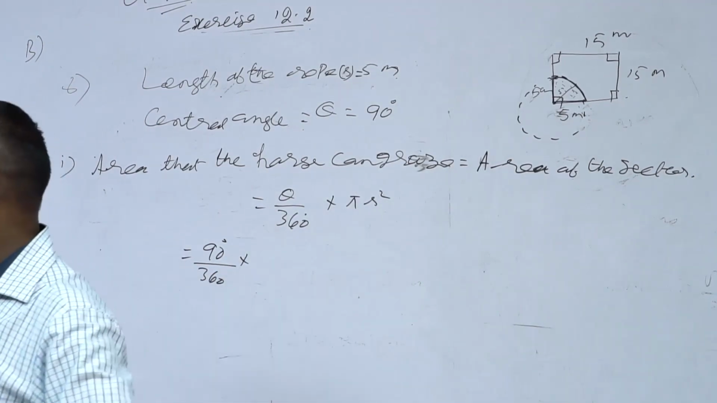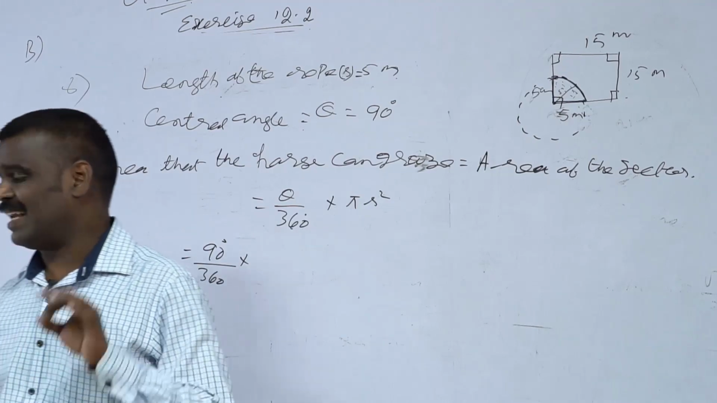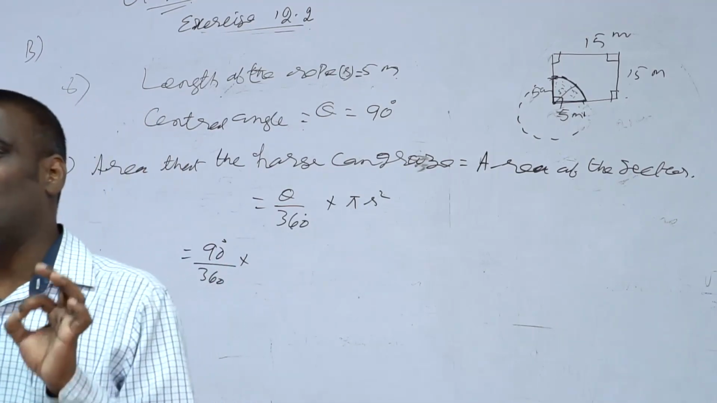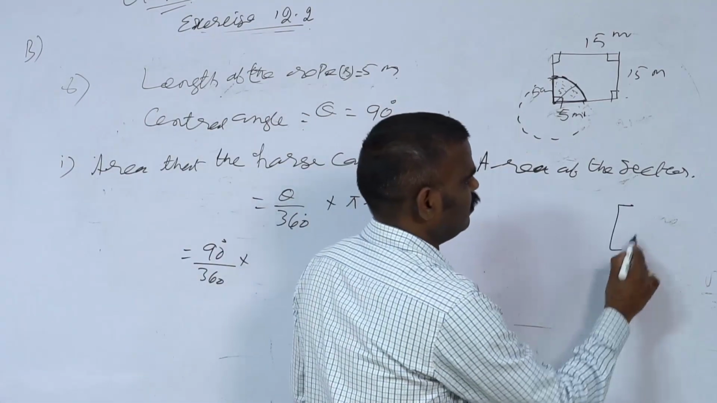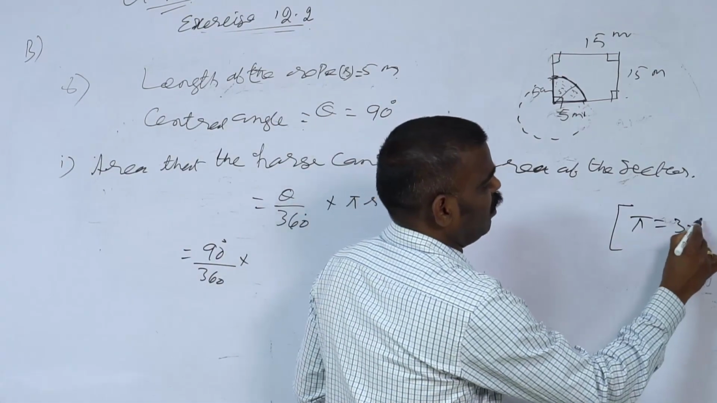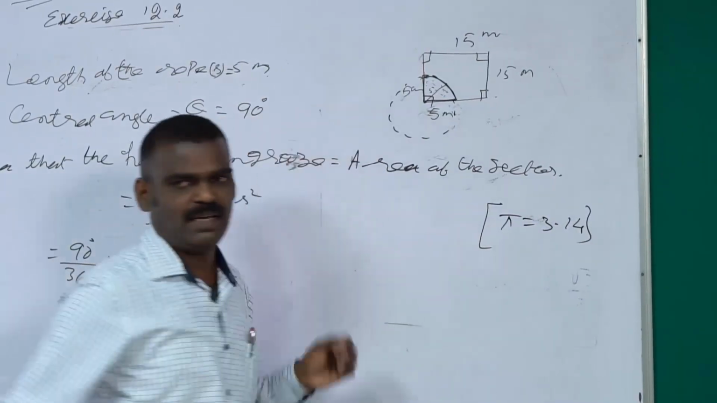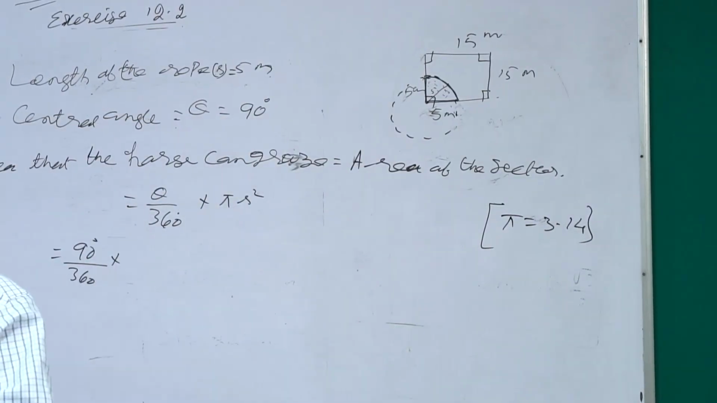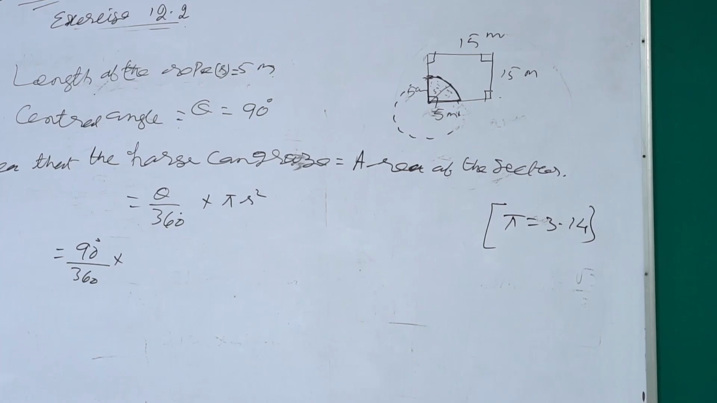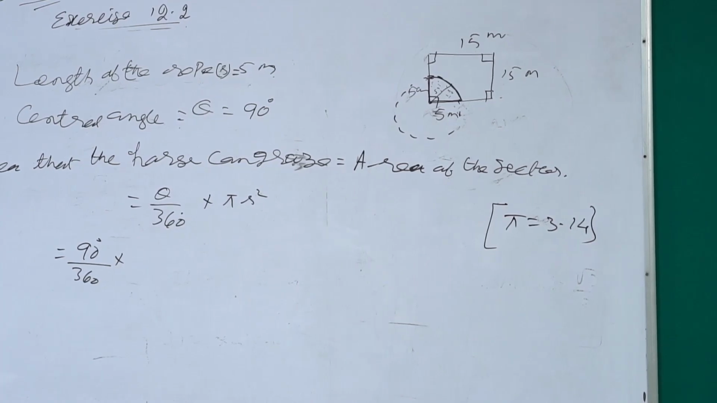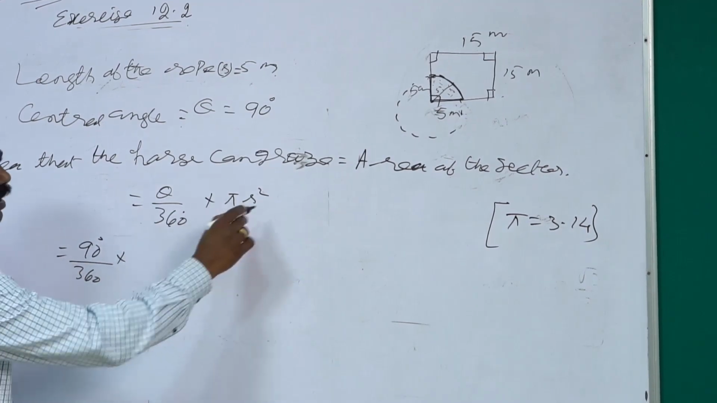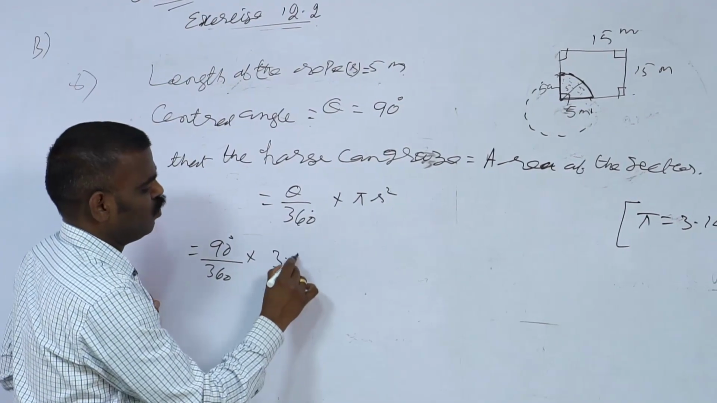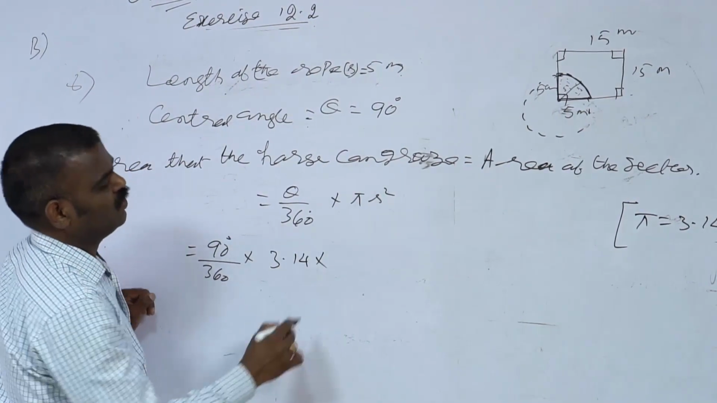Look at the question, all of you. In the question, they are asking us to use the value of pi. What is the value of pi that is given? 3.14, right? If they direct us to use a value of pi, then we have to apply it. Otherwise, you can apply 22 by 7. Clear? Okay. So, you have to apply 3.14 or how much?